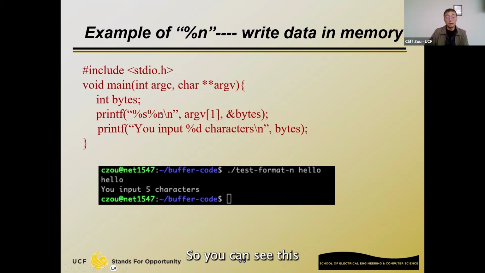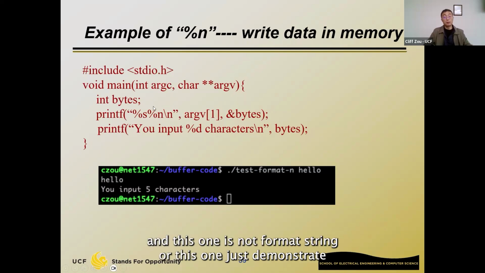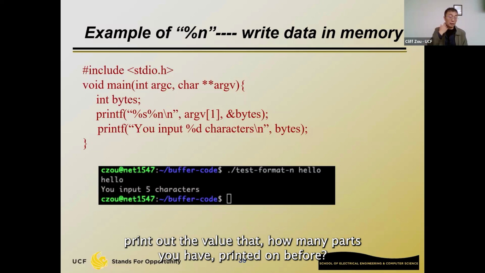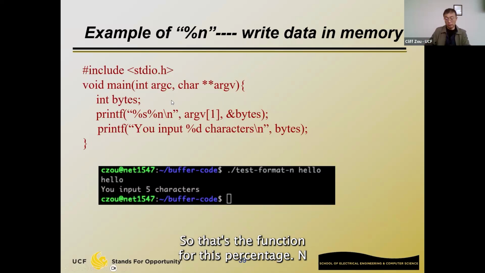Therefore, this variable value will become 5. So you can see this one is not a format string attack. This one just demonstrates what this percentage n does. It just prints out the value of how many bytes you have printed out before. So that's the function of this percentage n.